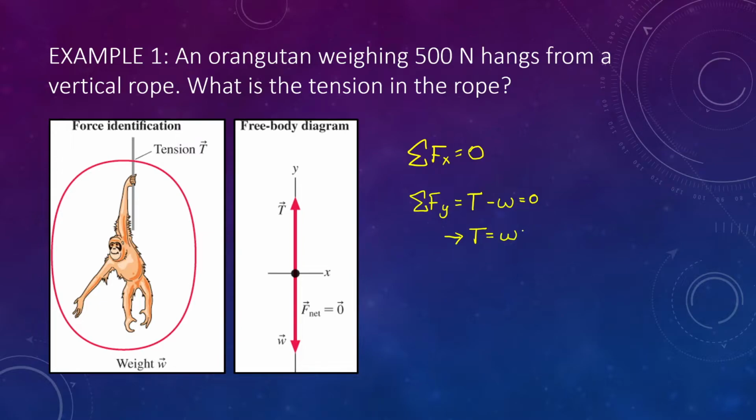In other words, we have our answer. The weight was given to us as 500 newtons. So 500 newtons is also the tension and our answer.